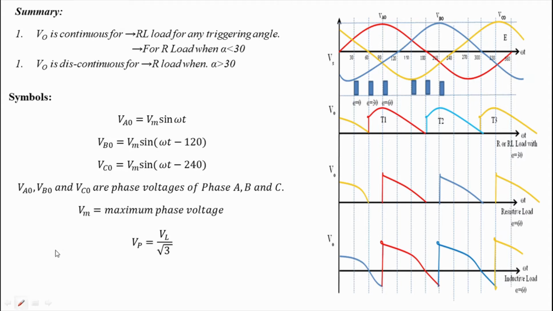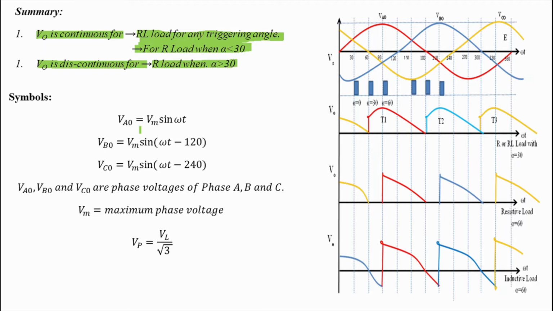So, I told you in my previous lecture that the summary was: output voltage is continuous for RL load for any triggering angle, and for R load when alpha is less than 30 degree. We get output voltage discontinuous only when load is resistive type and alpha is greater than 30 degree. For the remaining other conditions, output is always continuous.